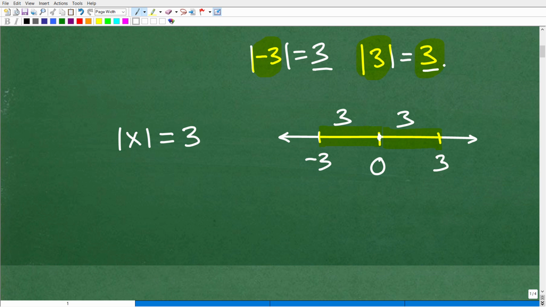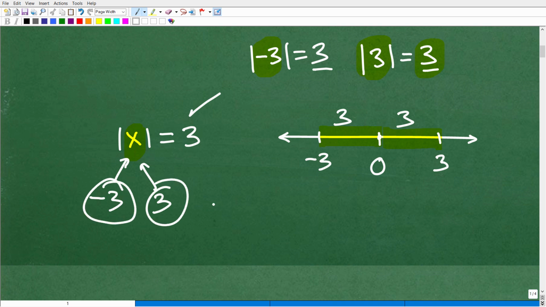Okay, so now knowing that, we can take a look at this equation. The absolute value of what number is equal to 3? Well, we just saw that if we take the absolute value of negative 3 and the absolute value of positive 3, both of these numbers will give us the answer of 3. So when you're solving absolute value equations, remember that you're always going to have two answers. So in this case, x is equal to negative 3, and x is also equal to positive 3.